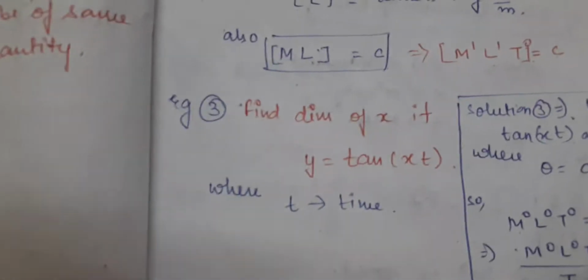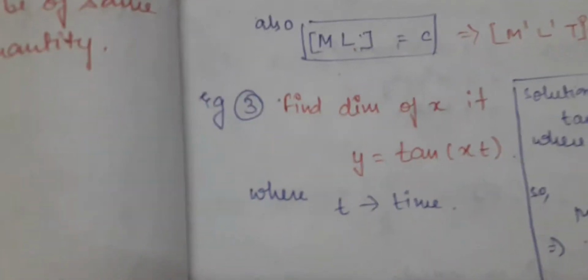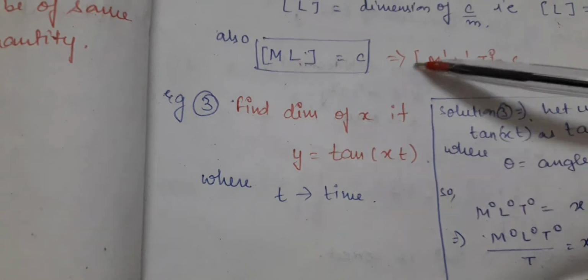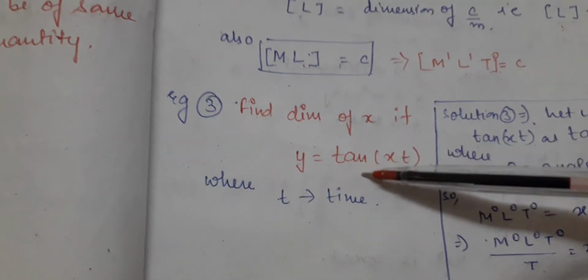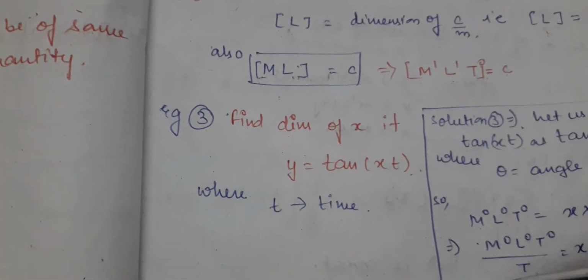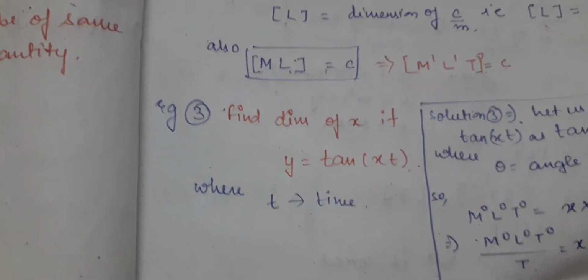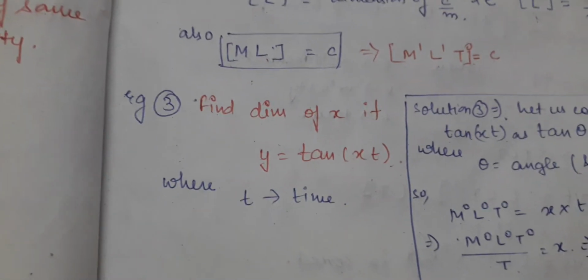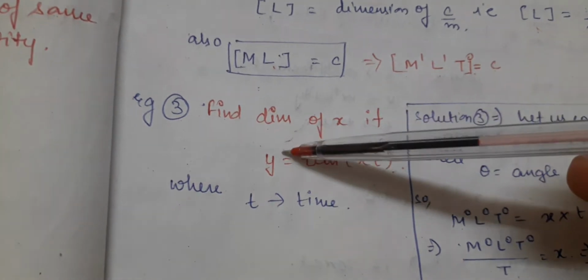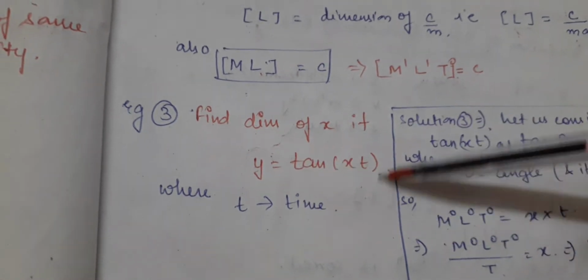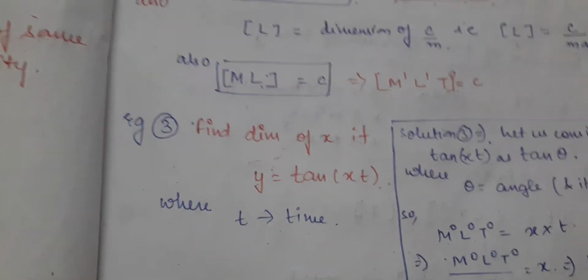Now one tricky question I am giving you. Suppose you have been given a trigonometric function, y = tan(xt). You have to find out the dimension of x, where t denotes the time. Now ma'am, how to solve? You will think the question is incomplete. What is y, or y denotes which type of physical quantity? Means how to solve tan(xt) = y. So don't panic here. Let us solve it.